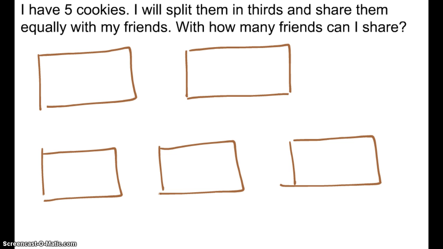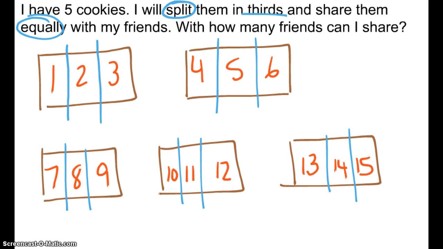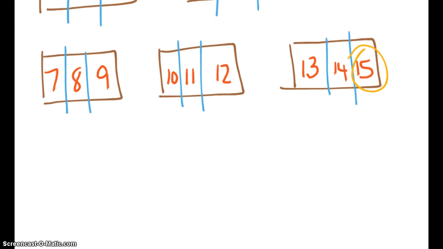Okay, so I drew a picture of my 5 cookies. I am going to split them in thirds. So I'm going to take each cookie and I'm going to make 3 parts. I'm going to share them equally also with my friends. With how many friends can I share? So if we count up the number of people we can share with, you should see that we're able to share with 15 people.